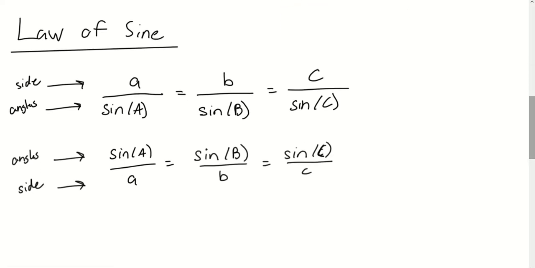Now, when you were doing homework, you had roughly two types of problems. You were missing either a side or an angle. Same thing for law of sines type problems. You're either missing an angle or you're missing a side. Let's start with missing a side.